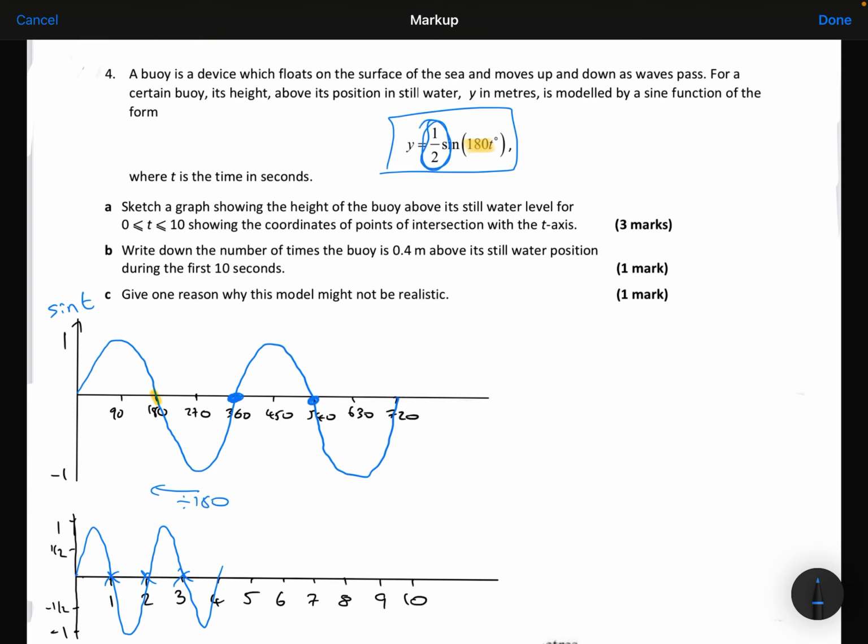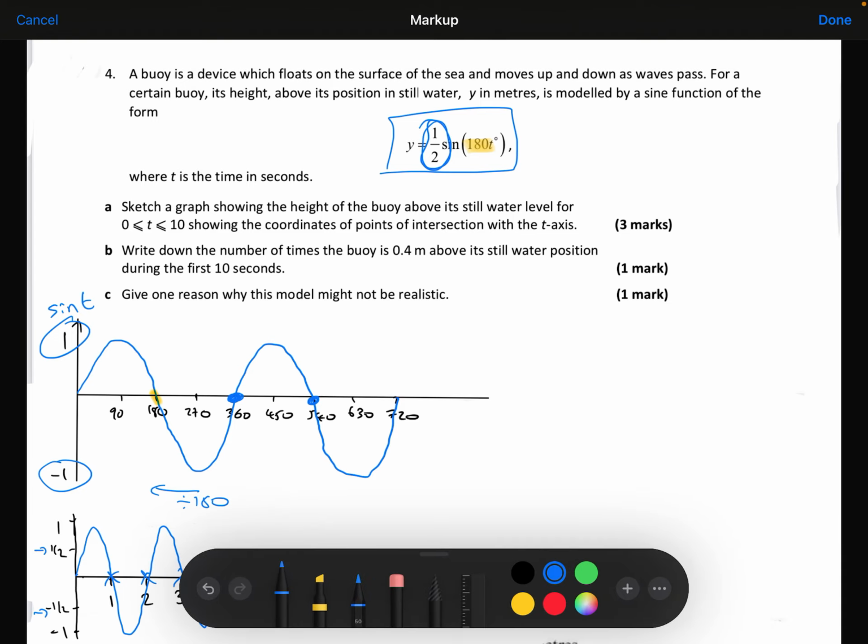Then I need to deal with the 1/2 at the front there. I know that's going to be dividing my y coordinates by 2. So instead of going up to 1 like the sine graph usually does, it's now just going to be going up to 1/2 and down to -1/2. So let me now draw my final version of this graph.